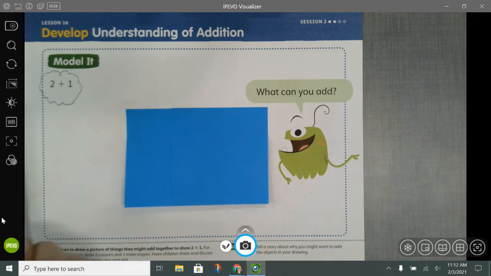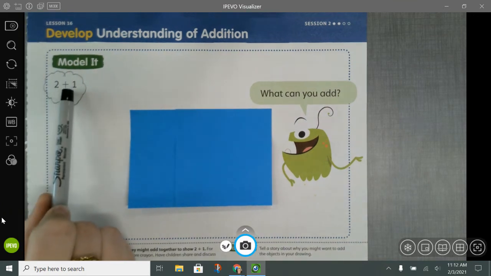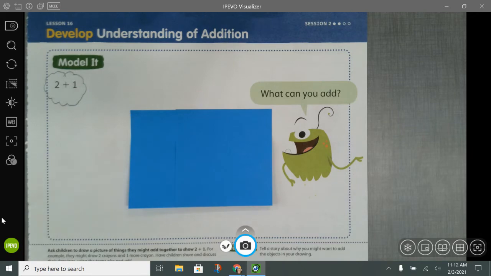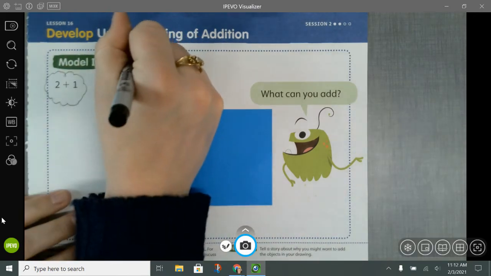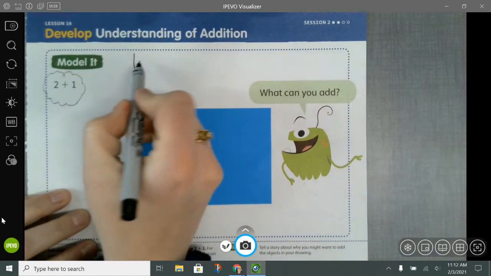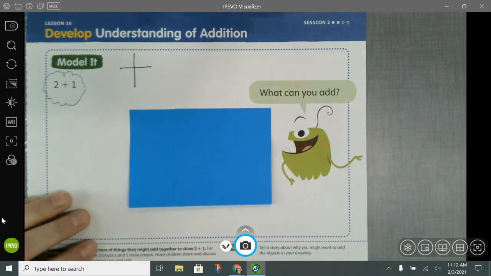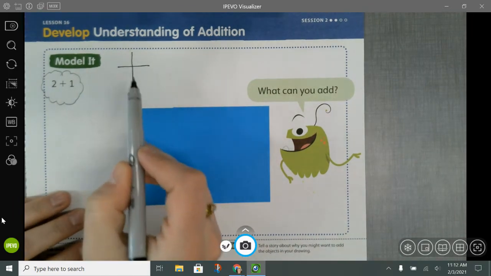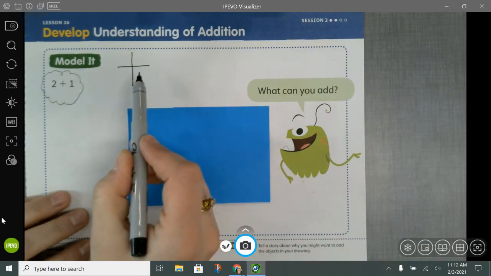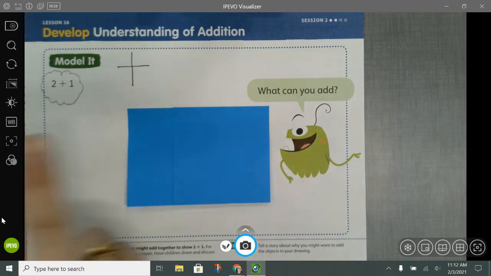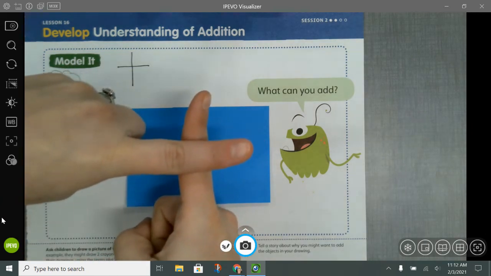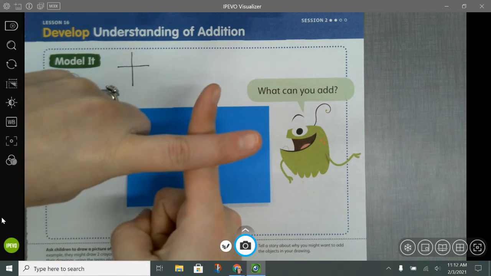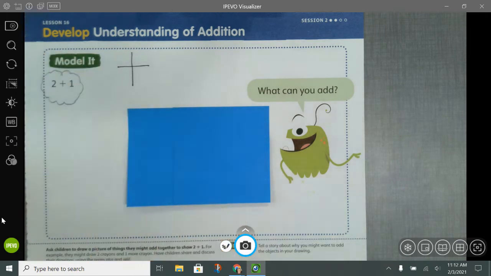2 plus 1. Say that with me again. 2 plus 1. Let's draw a plus sign up here. Plus. This is a plus sign and it means to add. You can do this with your fingers to remind yourself. Add. Plus means add. Good.